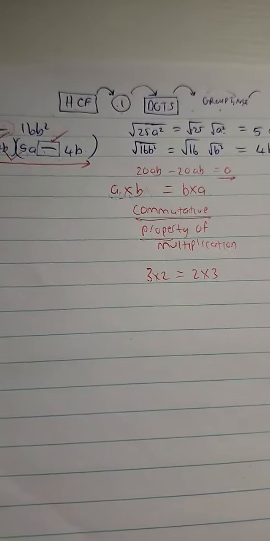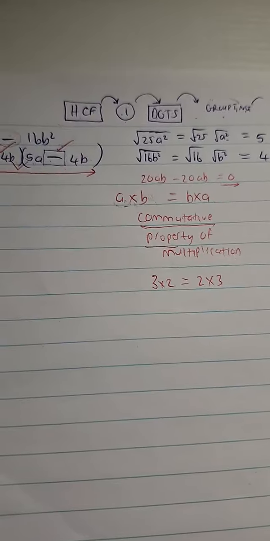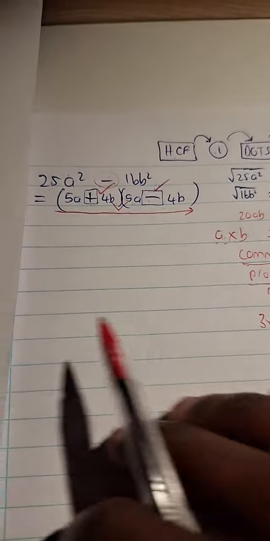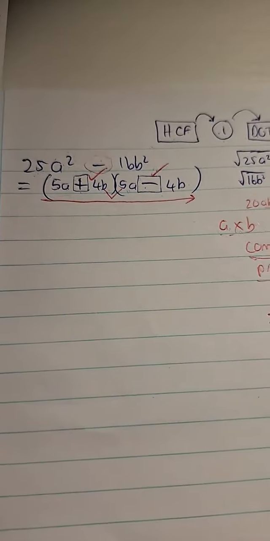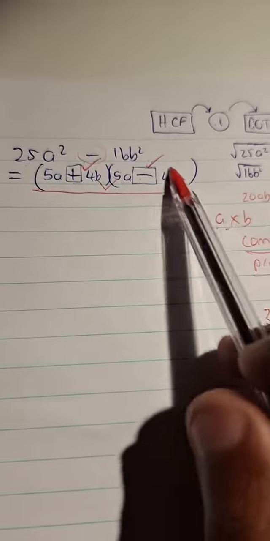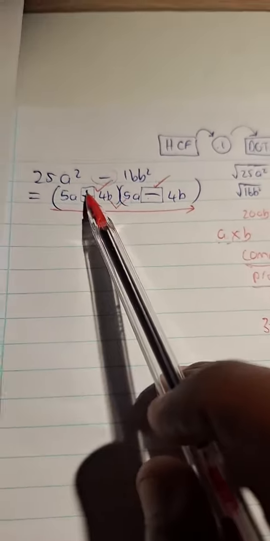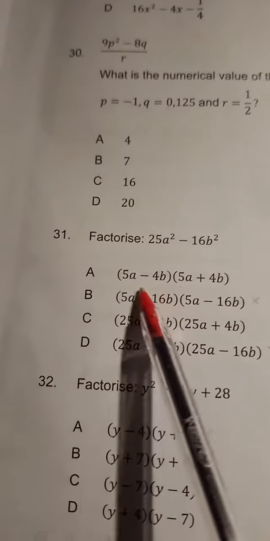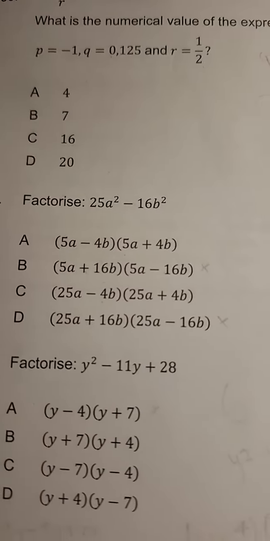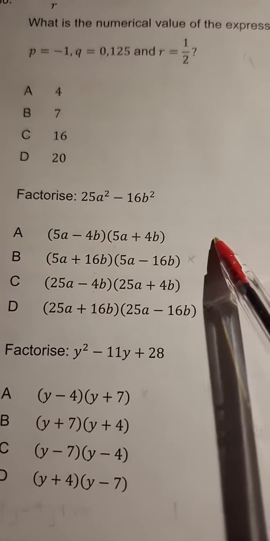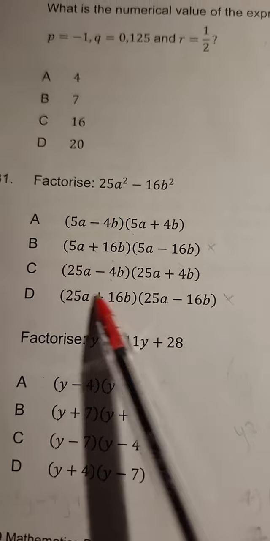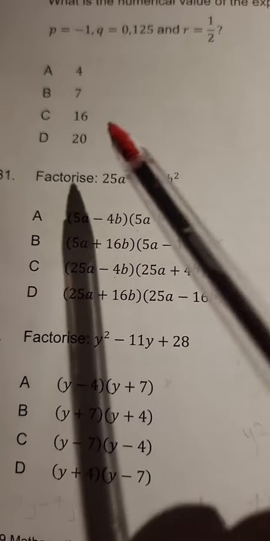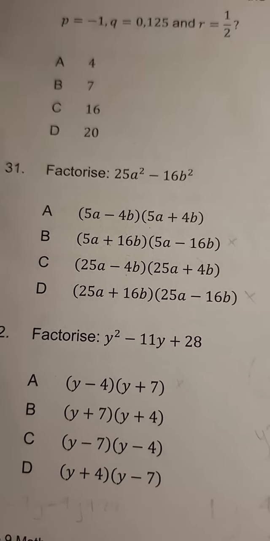Just like addition as well, there's the commutative property of addition, because 3 plus 2 is the same thing as 2 plus 3. So addition and multiplication, we say, are commutative. So if you start with the negative bracket, that's fine. If you end with the positive bracket, that's fine, as long as you have both. So the answer, yes, is A. Okay, does that make sense, guys? It is not B, it is not C, and it definitely is not D, because none of these options resembles the factorization of 25a squared minus 16b squared.